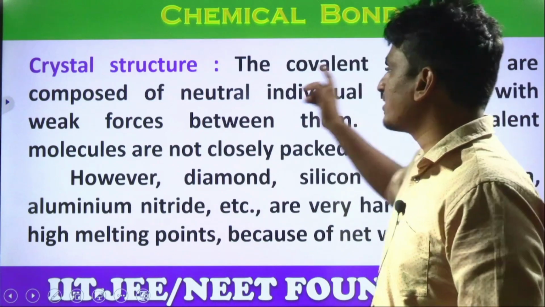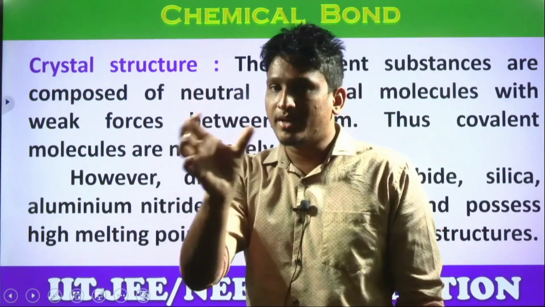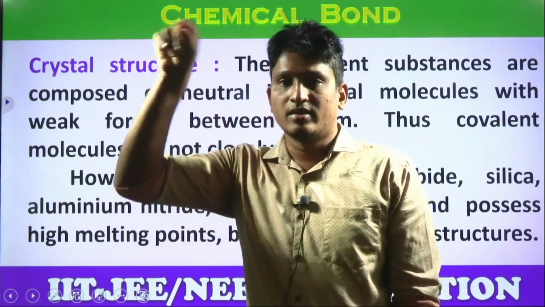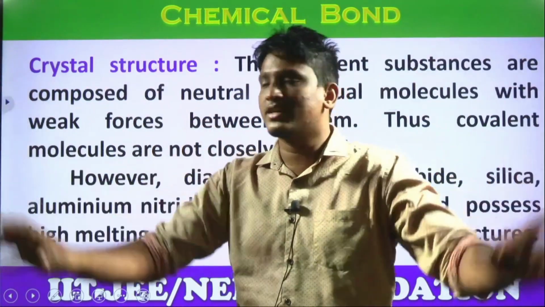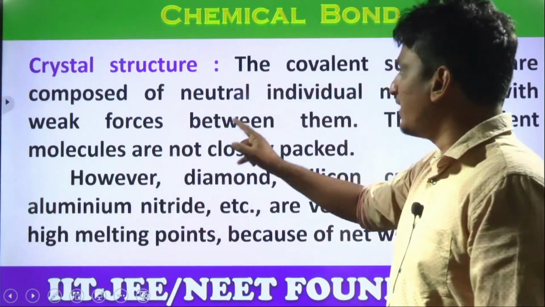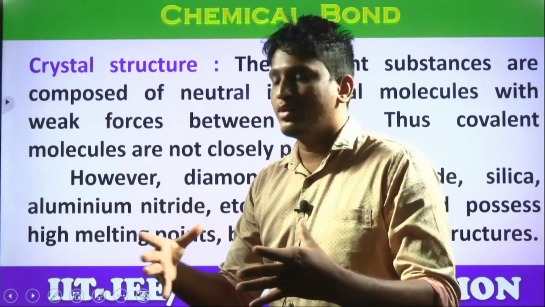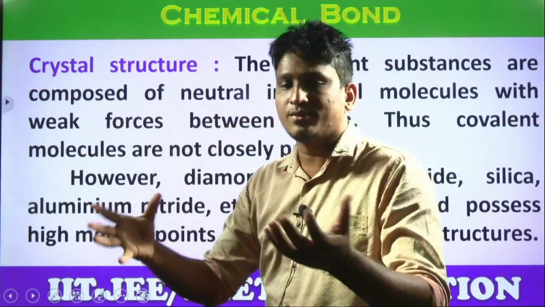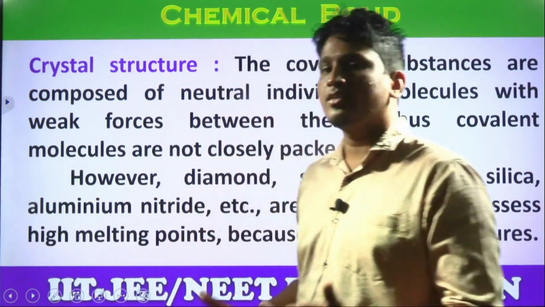The covalent substances are composed of neutral individual molecules. Yes or no? Independent single molecules are there, but are ionic compounds independent molecules? No. They are ions, attractions are there. So with weak forces between them, the covalent molecules are not closely packed. We don't expect any crystal structure for water, yes or no, for carbon dioxide, yes or no, for methane. So all these are not expected.